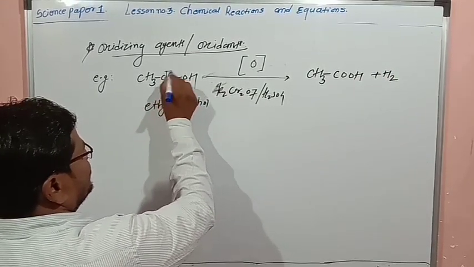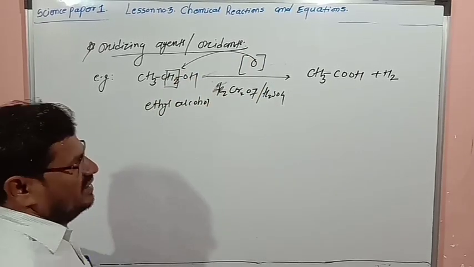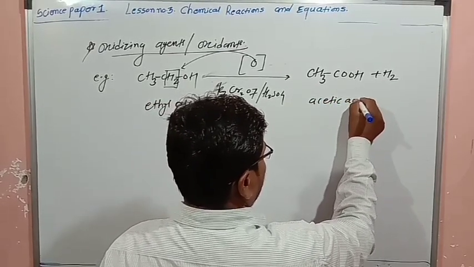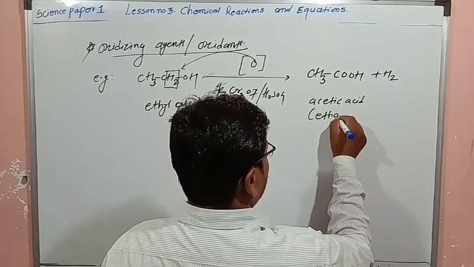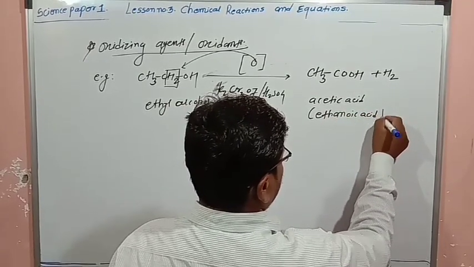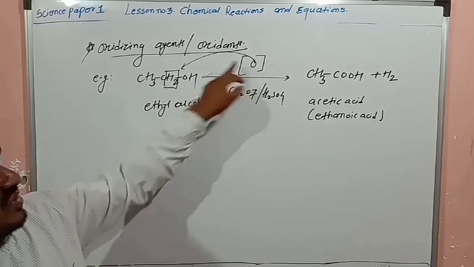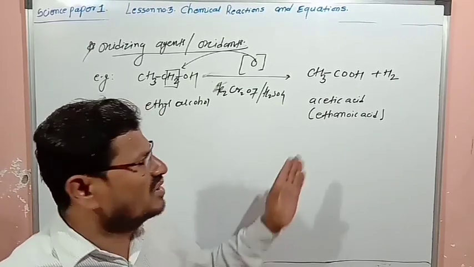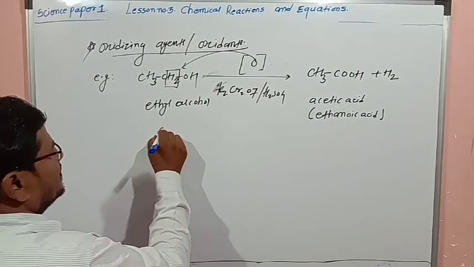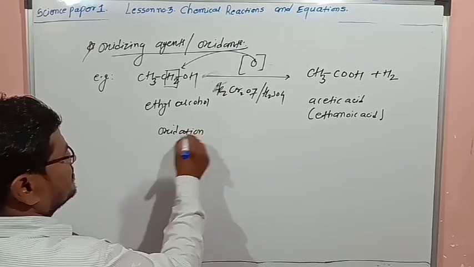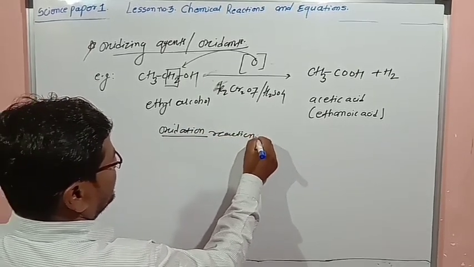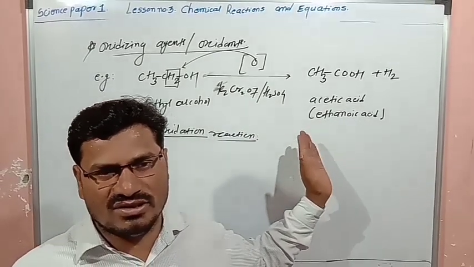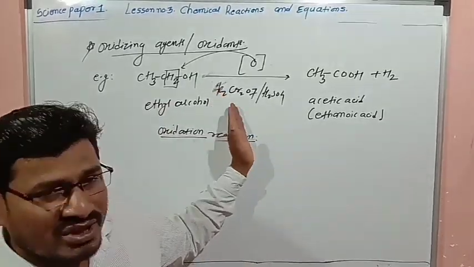So this H2 is removed and just oxygen is added here. This product is acetic acid, also named ethanoic acid. So in this chemical reaction, oxygen is added and hydrogen is removed. That particular chemical reaction is called which reaction? This reaction is the oxidation reaction.